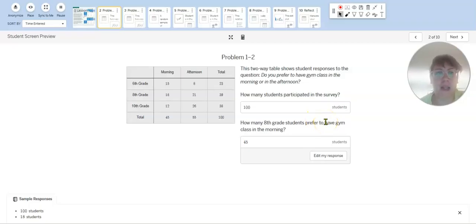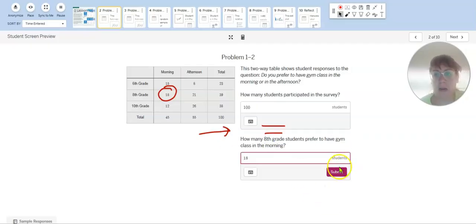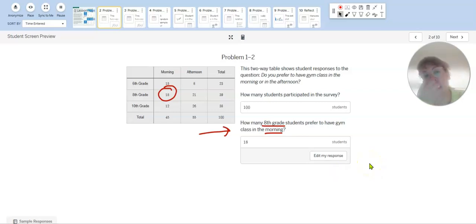Actually, I'm sorry, real quick. Going back to slide 2, it looks like we made an error here. I don't know how we did this, but this is how many 8th grade students prefer to have gym class in the morning, and that should just be 18. So it was specific to you had to be in 8th grade and want it in the morning. So this should be 18 here. There we go. Sorry about that. We missed that one there.